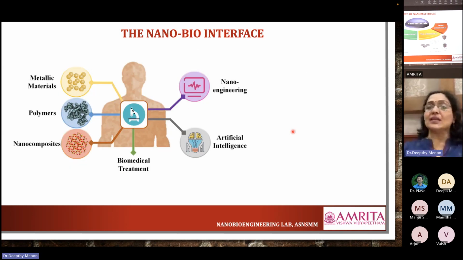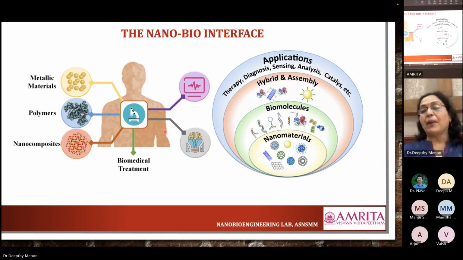Now, the question is, how can we utilize these nanomaterials in biology? Whatever the material origin, you can use it for varieties of applications in medicine. How? Basically, by interacting these varieties of nanomaterials with various biomolecules, thus developing a hybrid. And you can use it either for therapy, or for diagnosis, or for sensing, or for catalysis, etc. Whatever applications you can think of, you can utilize nanomaterials in biology as well as in medicine.